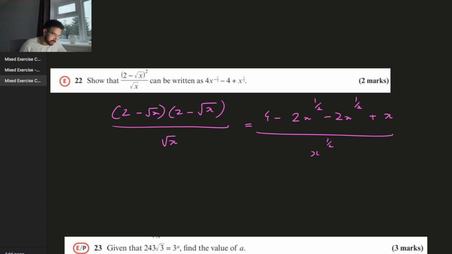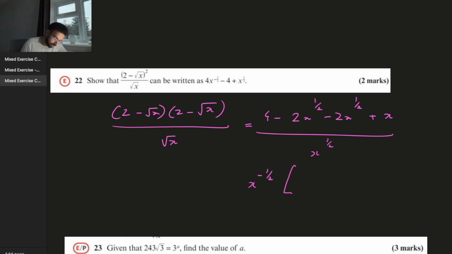Okay, so if you bear with me for a second, what we can see is that the best way of approaching something like this is going to be taking a factor of x to the minus a half out. Now, the reason why we do that is because our first term is 4x to the minus half. So if we were to work backwards, that's exactly what we'd want to achieve.